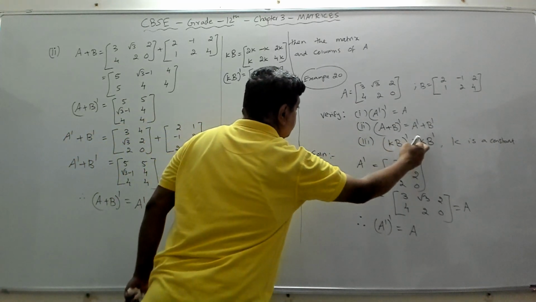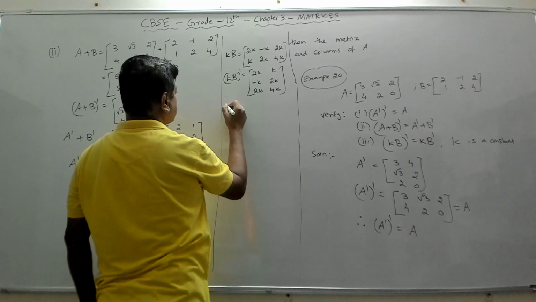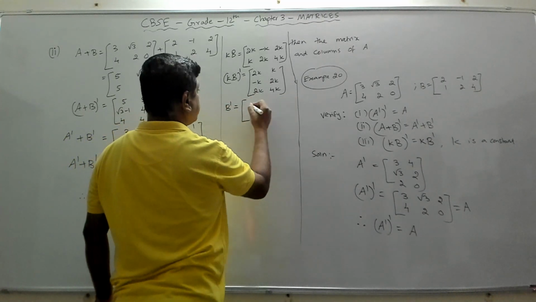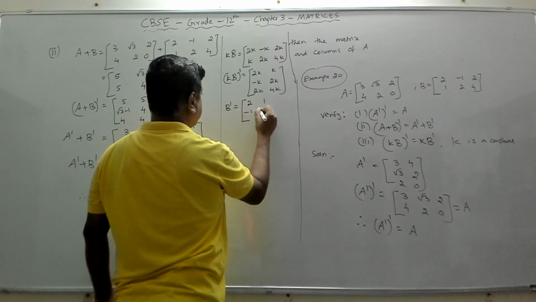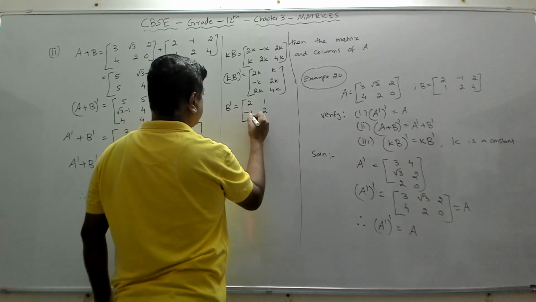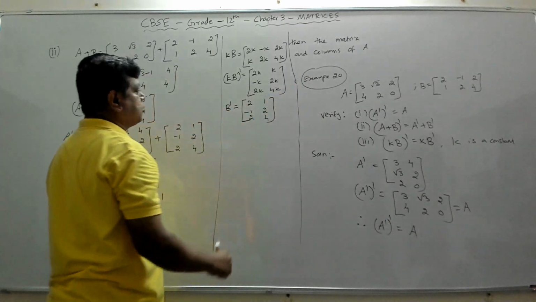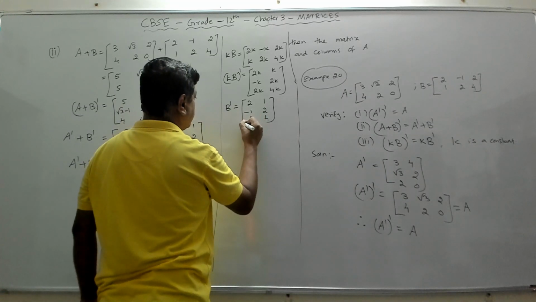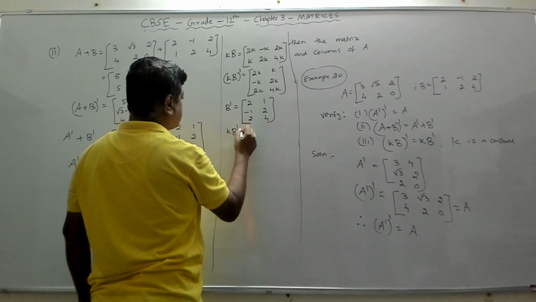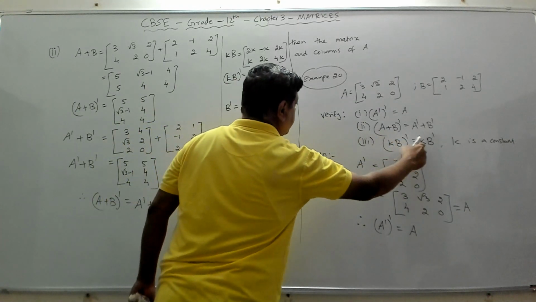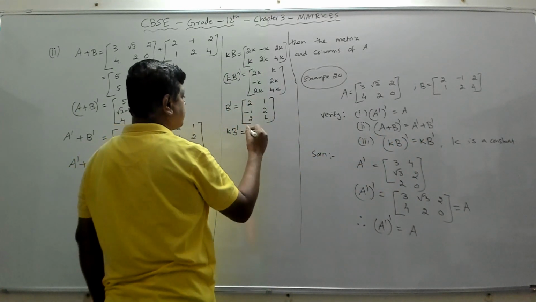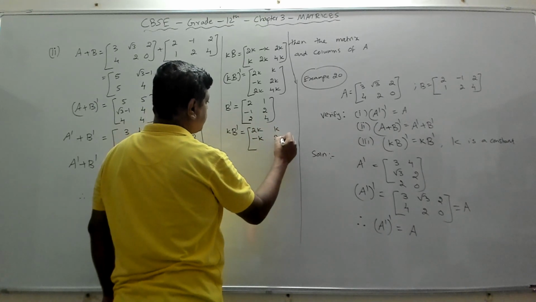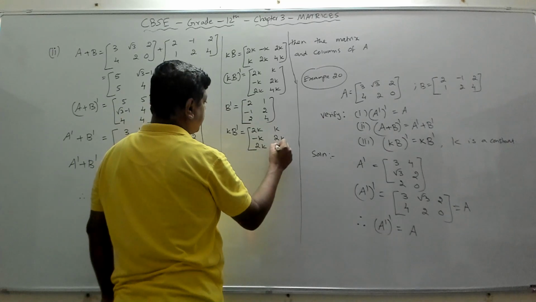Let's try to find K into B transpose. What is B transpose? B transpose is this, which is 2, 1, minus 1, 2, 2, 4. So this is your B transpose. Now let's find K into B transpose, which means I have to multiply each element of this by K. We'll get 2K, K, minus K, 2K, 2K, 4K.